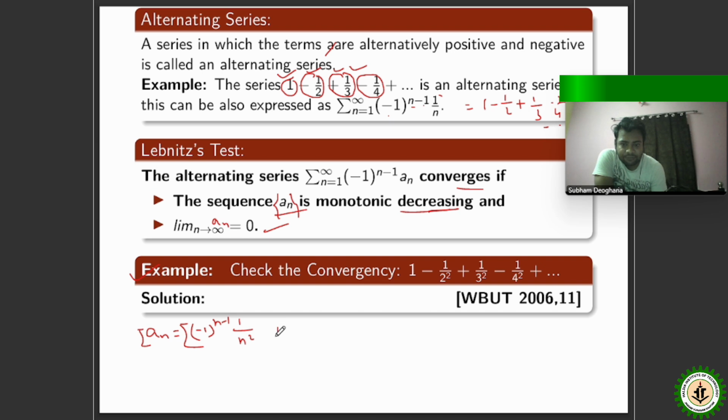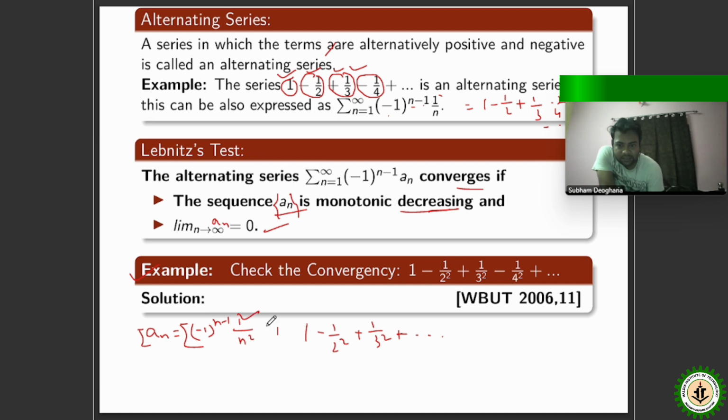Let's check. If n equals 1, the first term will be 1. If n equals 2, the second term will be 1 by 2 squared. If n equals 3, the third term will be 1 by 3 squared, and so on. So this is the correct nth term of this alternating series.